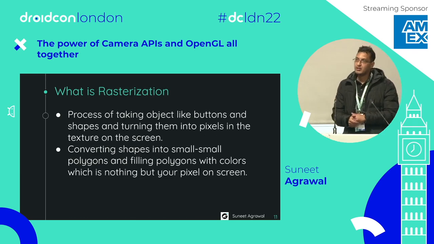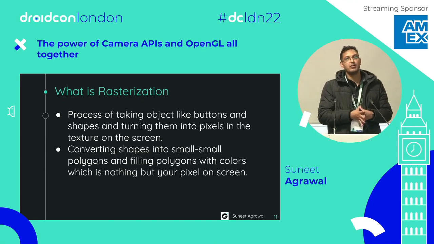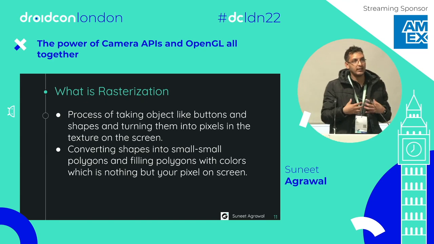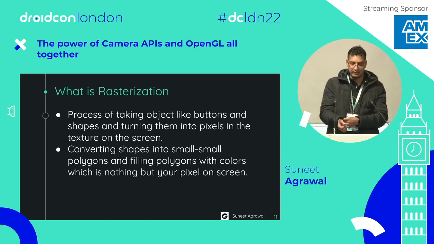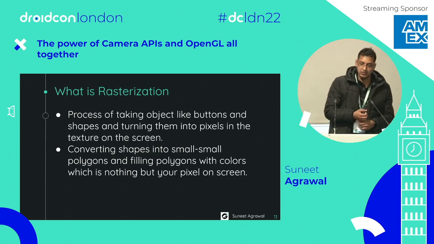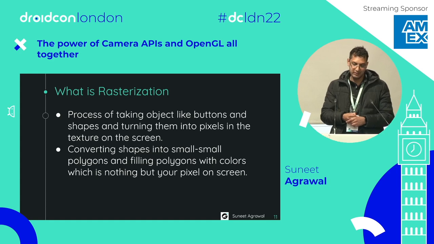Now, I mentioned a key term called rasterization. Okay, so what is rasterization? We need to understand this in order to follow the further slides, on how we can manipulate the camera frames to achieve our filters and other things. It's basically the process of taking objects like buttons and shapes, and turning them into pixels in the texture on the screen.